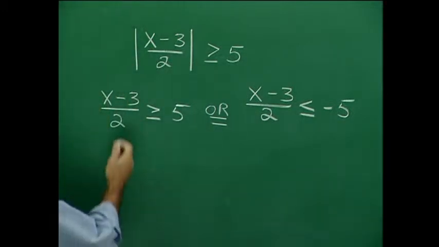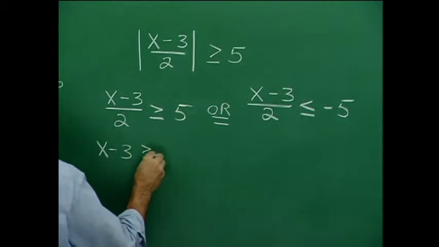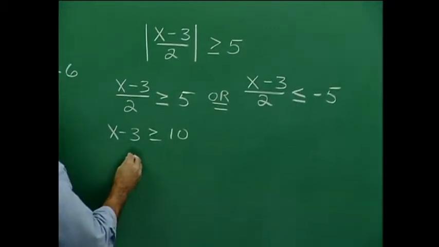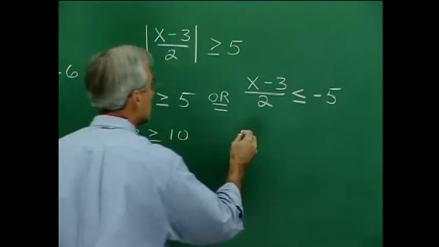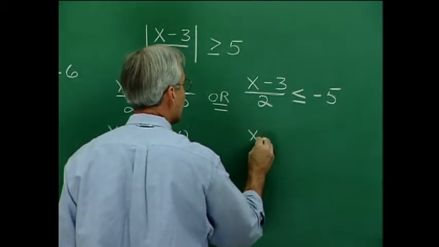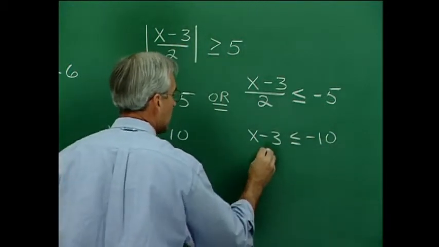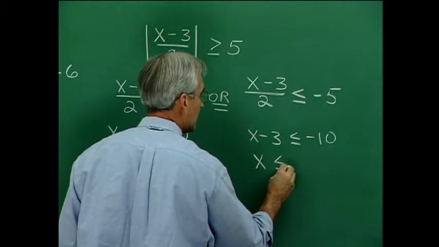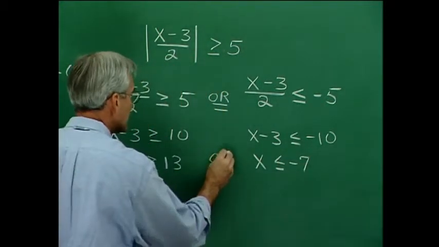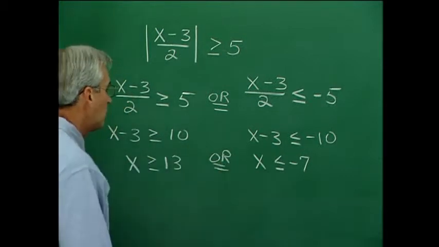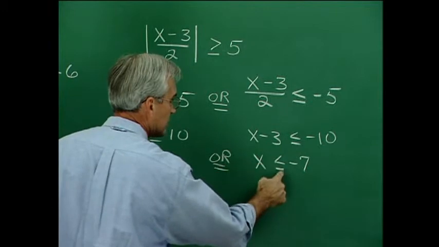Let's solve them. Multiplying by 2 on both sides here, we get x minus 3 is greater than or equal to 10. And then adding 3 on both sides, we find x to be greater than or equal to 13. Over here, multiplying on both sides by 2, we find x minus 3 to be less than or equal to negative 10. And adding 3 on both sides, we find x to be less than or equal to negative 7. So now the word or is in here, remember. So we want x is greater than or equal to 13, or x is less than or equal to negative 7.